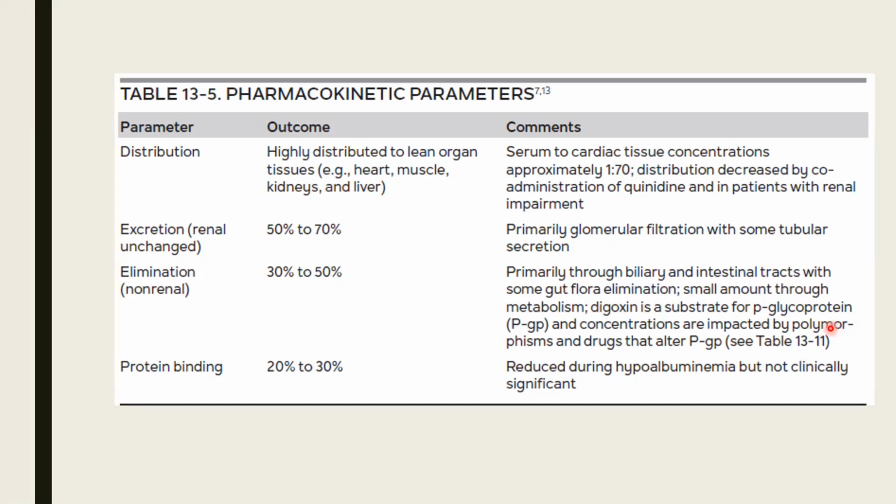Digoxin is a substrate for P glycoprotein, and concentrations are impacted by polymorphism and drugs that alter PGP. So what is PGP? PGP is a molecule that acts as a pump. It pumps the drug out from an organ. For example, in the intestine it will pump out, so the absorption will be more. In the kidney it pumps out, so there will be more excretion if you are a substrate to the PGP. And protein binding is around 20 to 30%, reduced during hypoalbuminemia, but 20 to 30% is quite low compared to, like, warfarin at 90%.